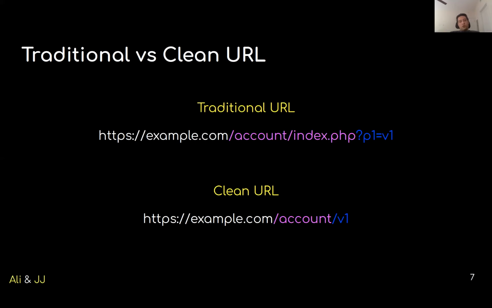With this abstraction, in other words, the web server parses, processes, and interprets the URL in ways that are not clearly reflected in the externally visible URL string. In a clean URL syntax, such as example.com/account/v1, it seems v1 is a file and account is a directory in the path. But in reality, index.php is the file and v1 represents the value of a parameter.